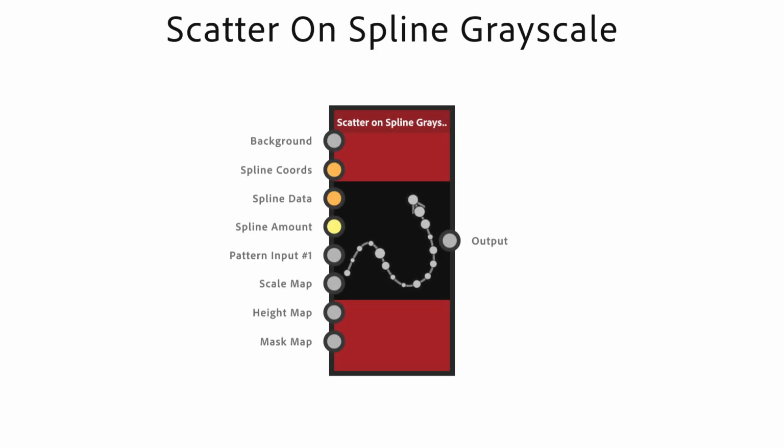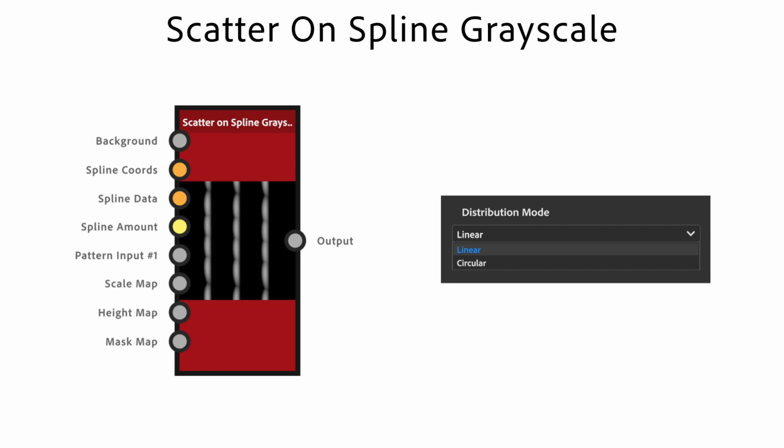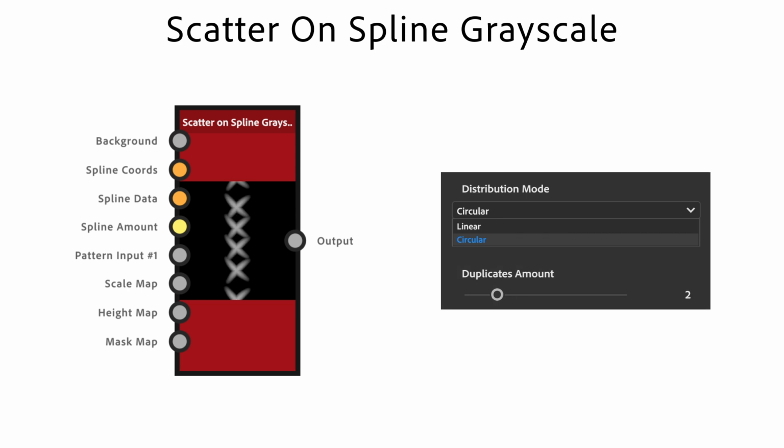The scatter on spline grayscale node is a powerful node to place patterns along the input splines. The distribution mode is the method used to place the duplicate patterns. Linear duplicates are evenly spaced along the spline. Circular duplicates are arranged along a virtual circle centered on the spline. Duplicates amount changes the number of duplicated patterns.